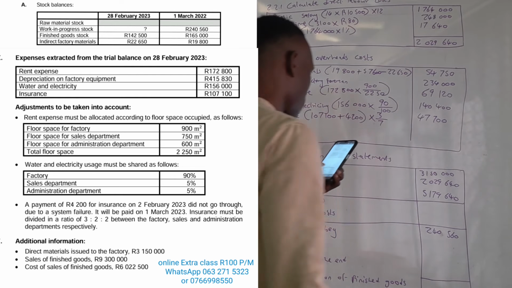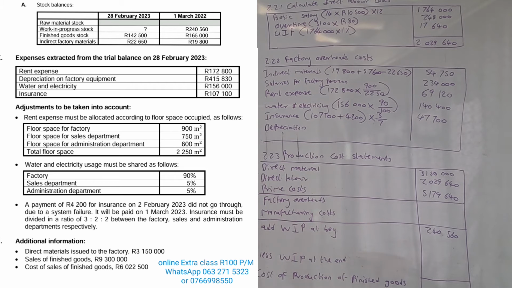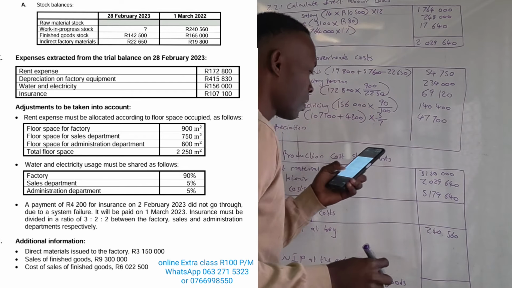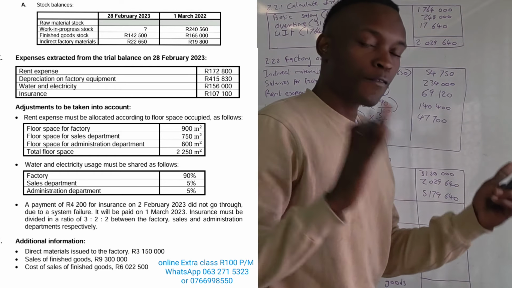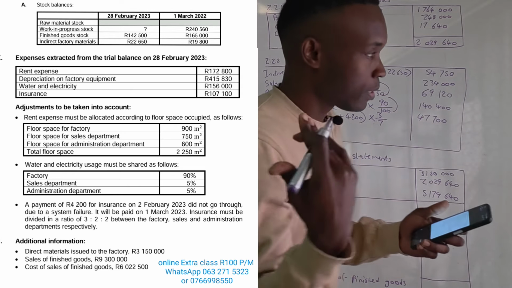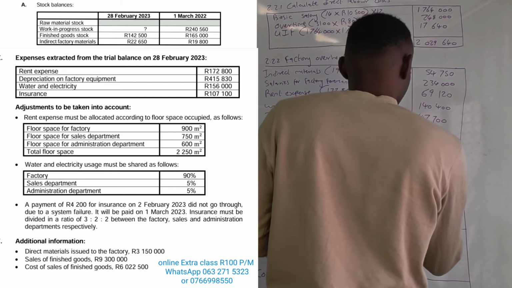47,700. Okay, and for depreciation, guys, there was no transaction because number F is related to direct material which was given. There was no marks, sales of finished goods, and so on. So depreciation, we're just gonna copy because they said depreciation is on factory equipment, which means that it's for factory. No need to allocate anything.